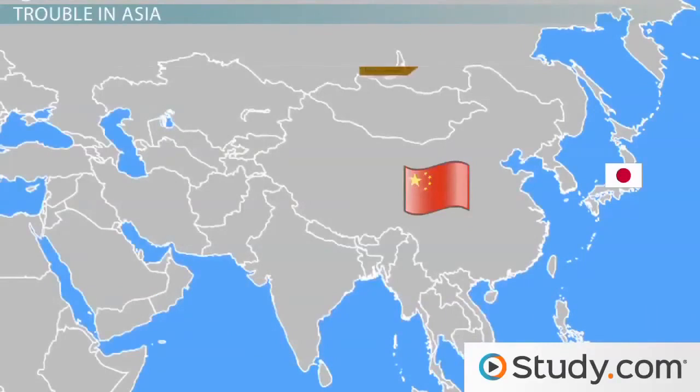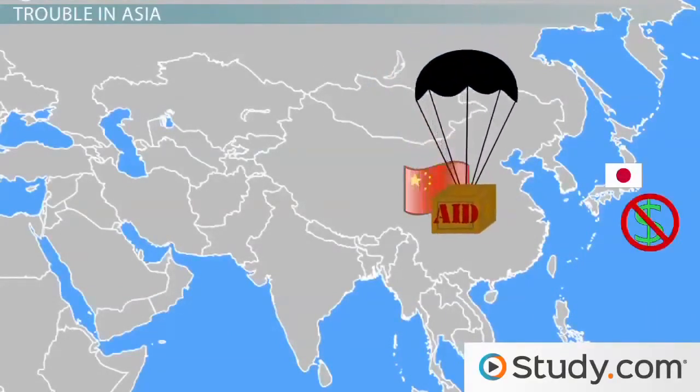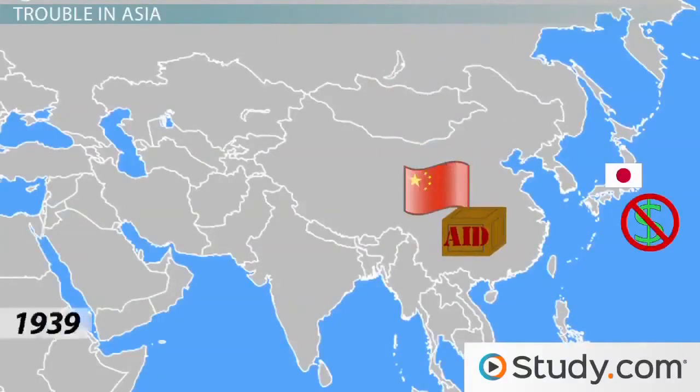The United States and other Western nations imposed severe economic sanctions against Japan and sent aid to China. These sanctions are what set Japan and the United States on a path toward war. The sanctions were the gasoline, while Pearl Harbor was simply a match.